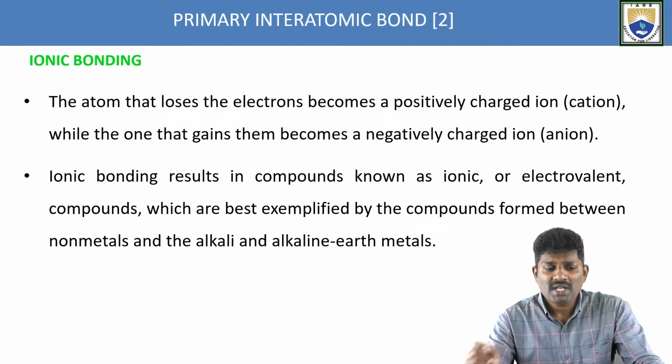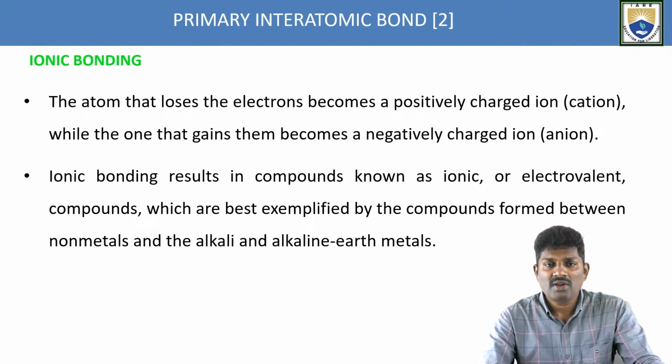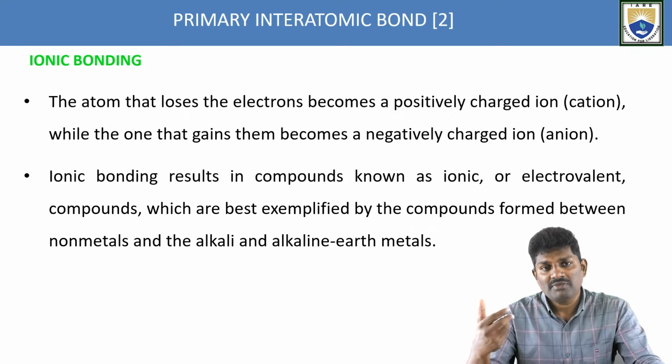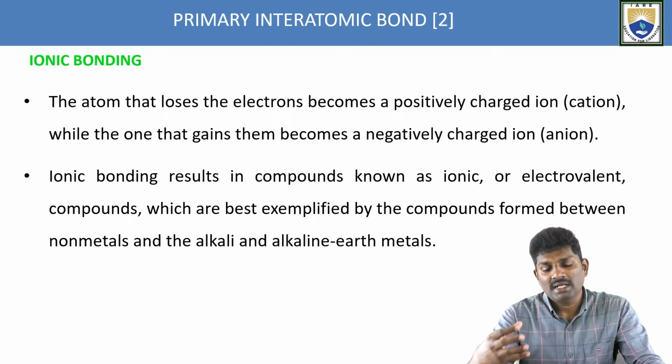So because of that, what is happening here? The atom that loses the electron becomes positively charged. That is called a cation. So what is a cation? The one which loses electrons. And the one that gains electrons is called an anion. So the atom giving up electrons is called the cation, which is losing, and the one which is gaining is called the anion.